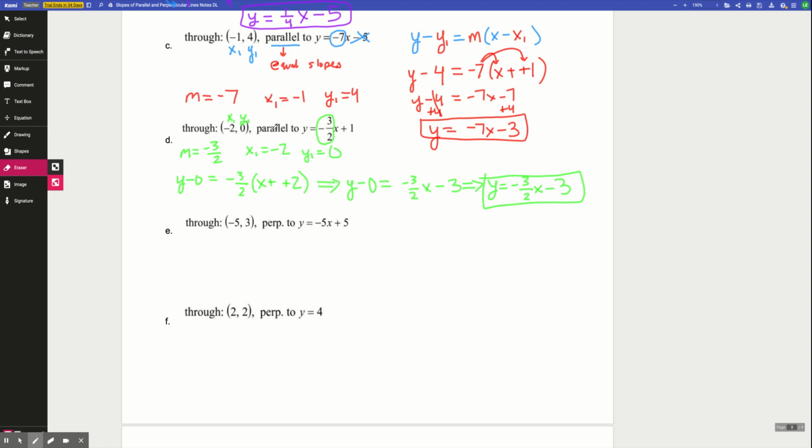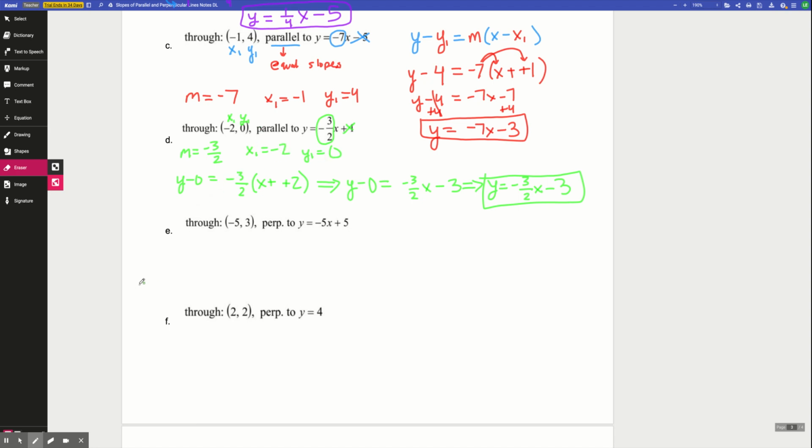So if I'm looking at what they gave me in the problem, my equation that they gave me was negative 3 halves x plus 1. So remember, I don't care about the plus 1. I just care about the slope. Okay, so I'm just going to pull that slope out and keep it exactly as it is because the slopes are equal. So my slope is equal to negative 3 halves. Okay, and then I have my point x1, y1. So x1 is negative 2, y1 is 0.